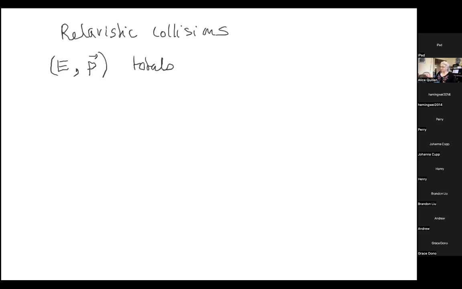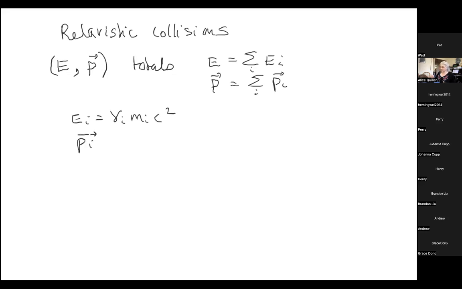So what do I mean by total? E is going to be the sum of all the energies of each particle, and momentum is going to be the sum of the momenta of each particle. And in this case, E_i will be gamma_i m_i c squared. That's our formula for total energy in the relativistic setting, including rest energy, and the momentum for each particle is equal to gamma_i m_i v_i. So these are our special relativistic versions.